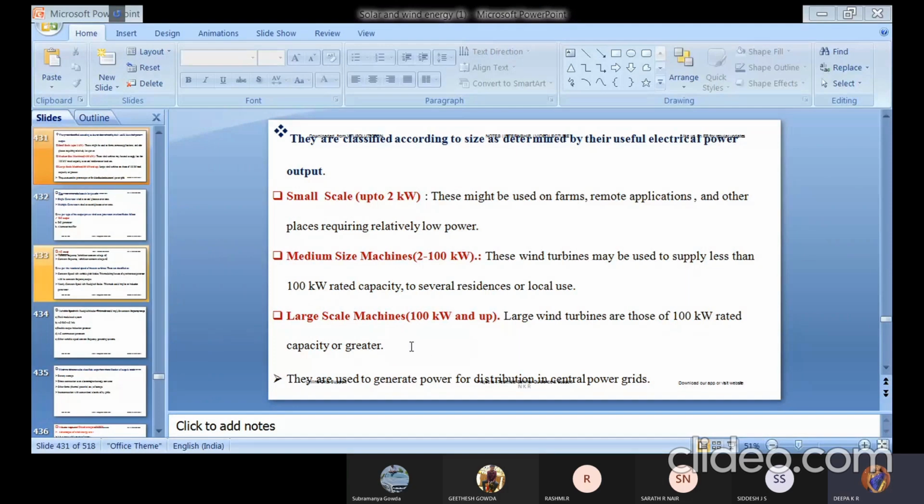Small scale you can consider for residential, small applications, remote areas and farmhouses. Medium size is for utilities, apartments or a complete area. Large size means you are producing power that will be connected to the grid system, with a range of more than 100 kilowatt, and they are used mainly for distribution in the central power grid systems.